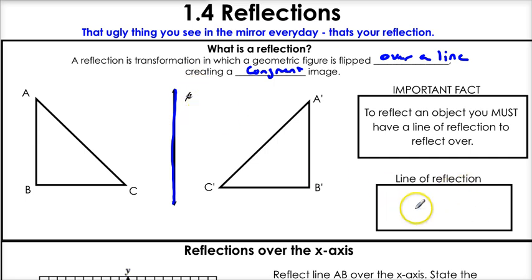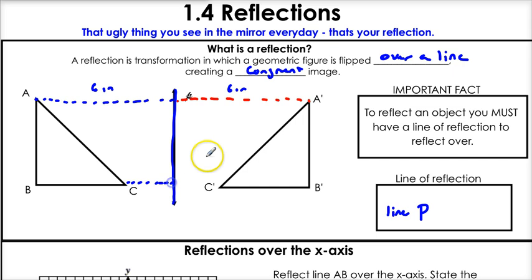So what's my line of reflection here? Line P. Now the other thing I'd like you to notice, and this is really important, is that the distance from A to my line of reflection is the same exact distance as A prime to my line of reflection. So if this is, let's say, 6 inches, this is also 6 inches, and if you look here, from C to my line of reflection and C prime to my line of reflection, if this was 3 inches, this is also 3 inches. So the distance from each point to the line of reflection is always the same.